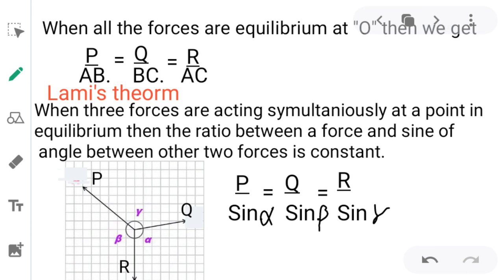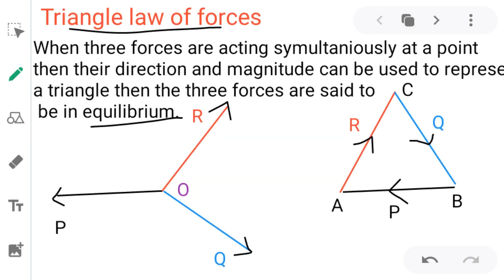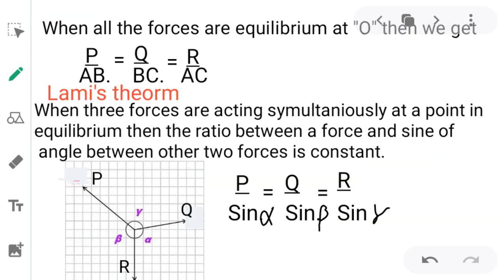From the triangle, the ratio between the force and the side it represents remains constant as per the triangle law of forces. So we can use this ratio to find the value of an unknown force or unknown side of the triangle constructed from equilibrium forces. So next one is Lamy's theorem.